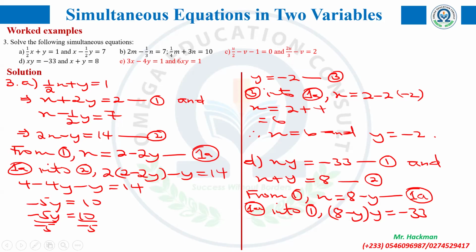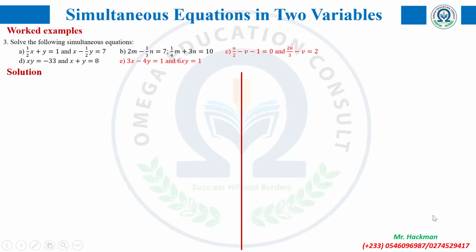With the substitution, at this point we are good to go. So I'm going to expand. If you expand, we'll get 8 minus y squared is equal to minus 33. Obviously, we can see that we are dealing with a quadratic equation. A quadratic equation in what? In y.